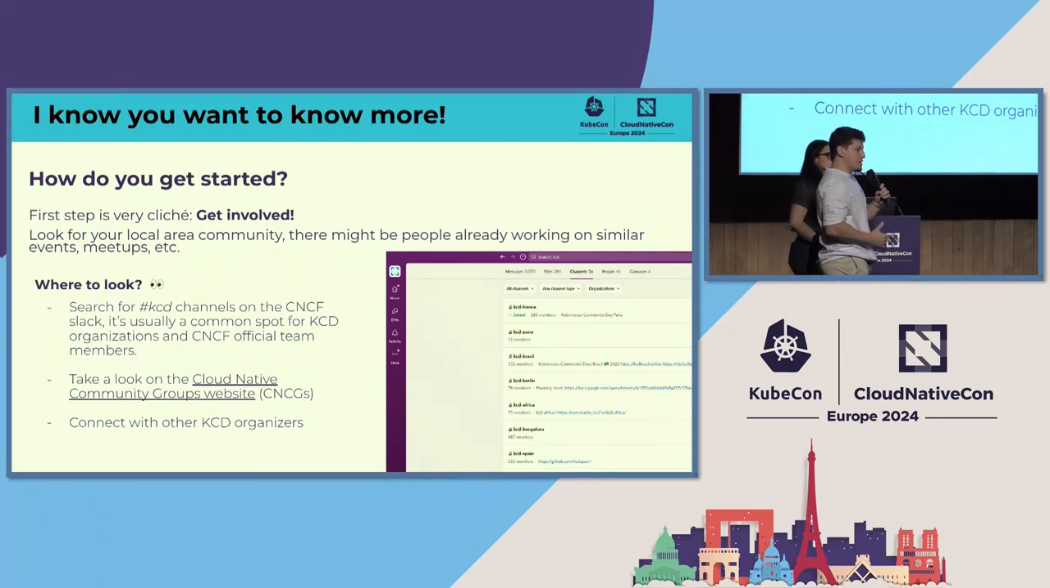If you don't know these guys, and you don't know where to find people that organize events, the CNCF Slack is a good opportunity. You can go to the CNCF Slack. If you're not registered, you can just register and search for KCD dash the name of your city. That can be a good search for you to find people, or really anything regarding your city, your region, your country. So go to the CNCF Slack and search for these guys. That can be a good place to find people that are doing community things in your region.